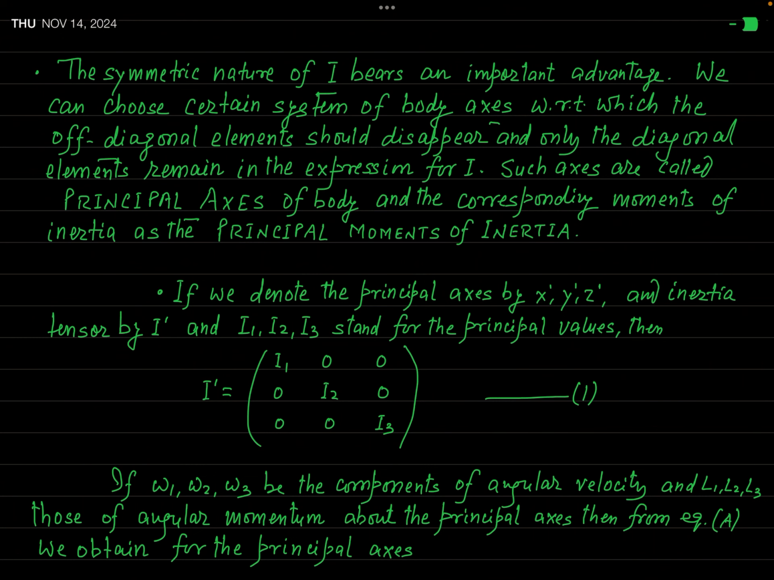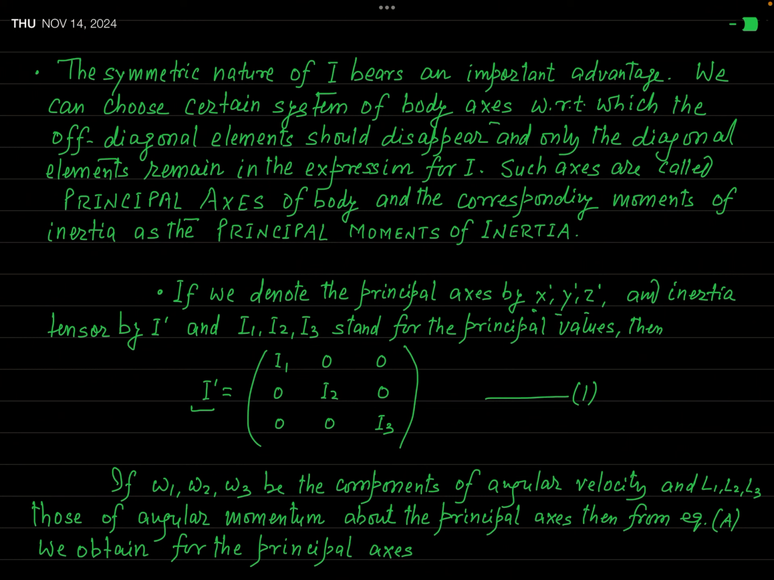I think you have clearly understood. So if you denote the inertia tensor now by the symbol I prime, and you take the principal axes as x dashed, y dashed and z dashed. These are now the principal axes. Then what will happen? As I have told you, all the off-diagonal elements of this matrix for I dashed will be 0, and only the diagonal elements remain non-zero.